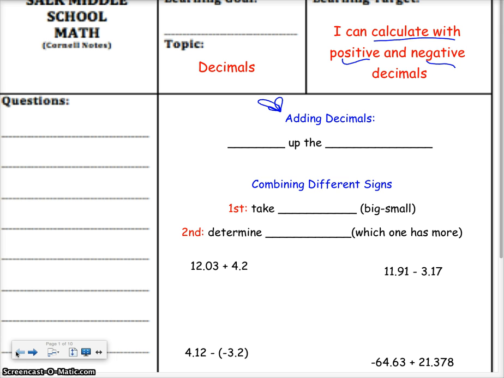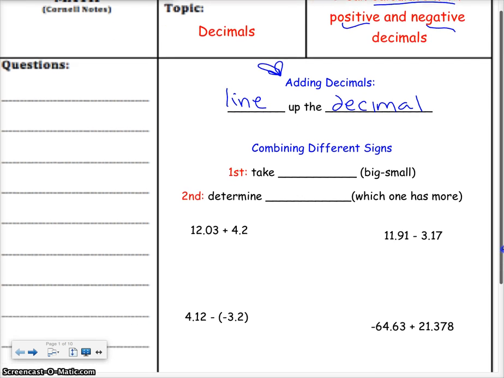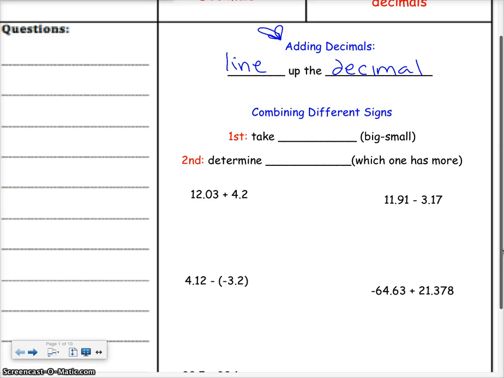When you add decimals, you line up the decimal. That's the how-to. You have to know you don't line up digits, you line up the decimal when you're adding or subtracting. And then you also need to remember the integer rules when you're combining different signs. The first thing you do is take their difference, and then you determine sign. That was like that third warm-up question when I said describe the process for adding different signs. So you subtract them and determine which one has more.